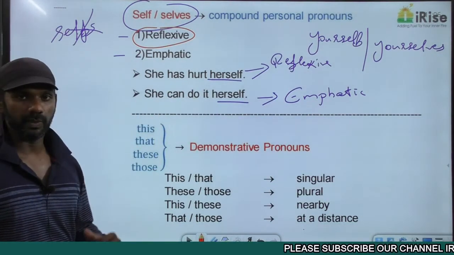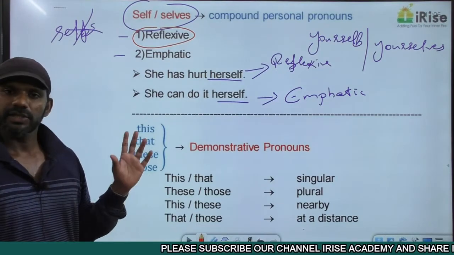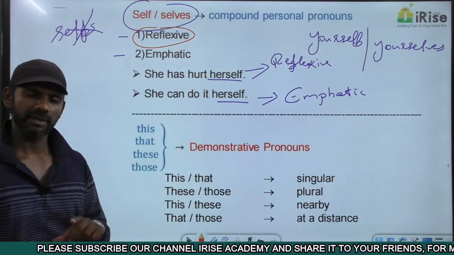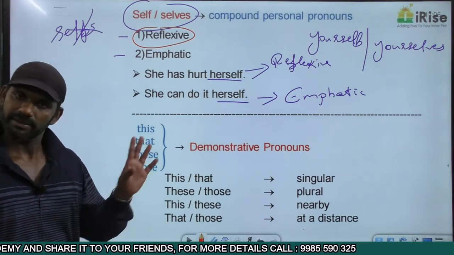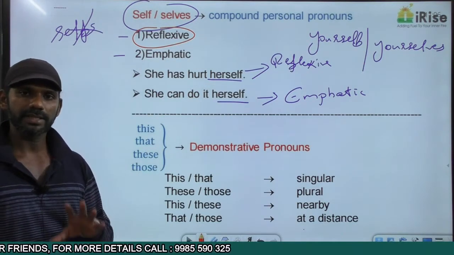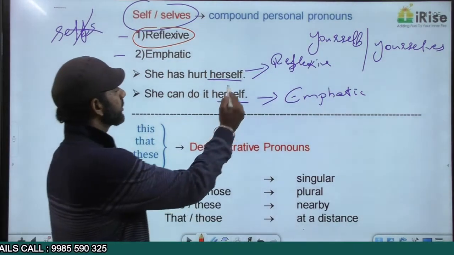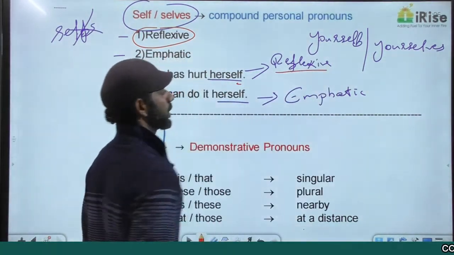Come to the first sentence once again. Understand the meaning? She has hurt herself. Who did the action? She did the action. Who received the action? She received the action. The doer and the receiver are the same person. Herself becomes a reflexive pronoun.